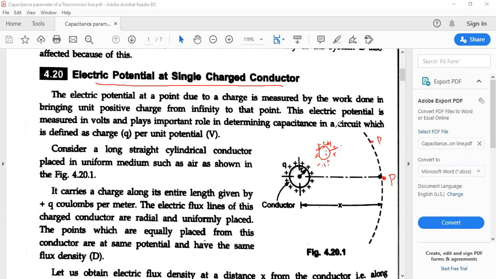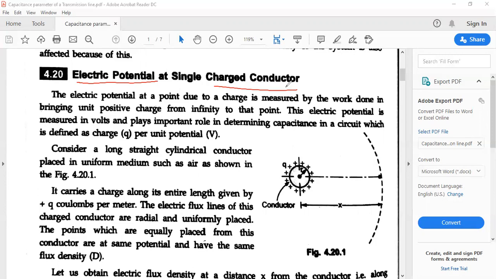Let me assume it as a surface, and let P be any point on the conductor or away from the conductor, which is at a distance x. So P is a point at a distance x. What we did in inductance was calculate the flux linkage and divide it by the current. Here, what we need to do is find the electric potential at a charged conductor. I'm taking the example of a single charged conductor.